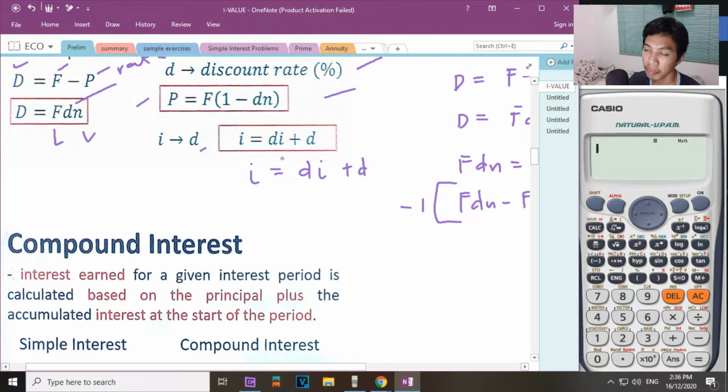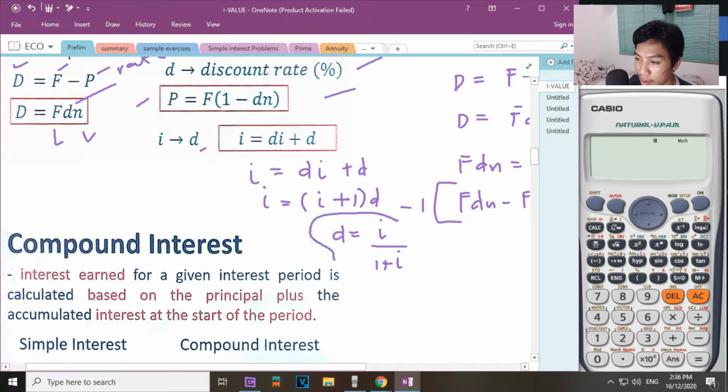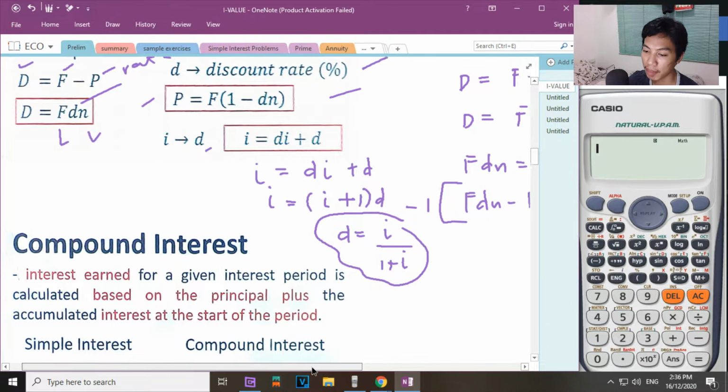Okay? That will be the formula. Now, pwede mo rin dito makuha. So, ilabas mo yung d, I plus 1d. Ngayon, yung discount rate will be equal to interest rate divided by 1 plus I. Ito ulit yung another formula. Okay, mamaya magbibigay tayo ng sample problem dyan.